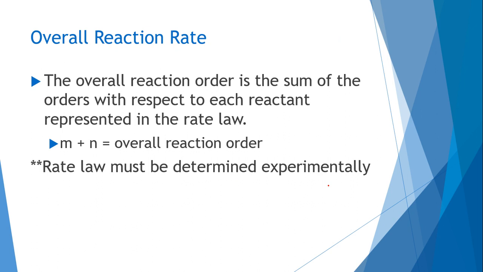Also note that the overall reaction order is the sum of the orders. So if I wanted to know the reaction order for the entire equation, we're just going to add m plus n to tell me my overall reaction order. Now, rate laws must be determined experimentally, so in order to calculate m and n, you're going to need data.